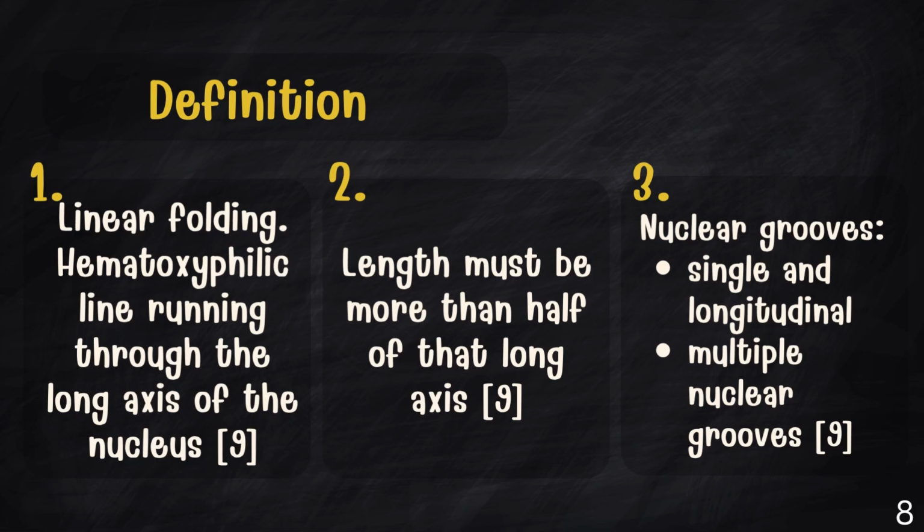In order to identify it as a true nuclear groove, the line length must be more than half of that long axis. If less than that, it is not considered a true nuclear groove. Nuclear groove is commonly seen as single and longitudinal. Longitudinal refers to the direction of the line. The line must be across the long axis of the nucleus. Multiple nuclear grooves can also be seen in a single cell.